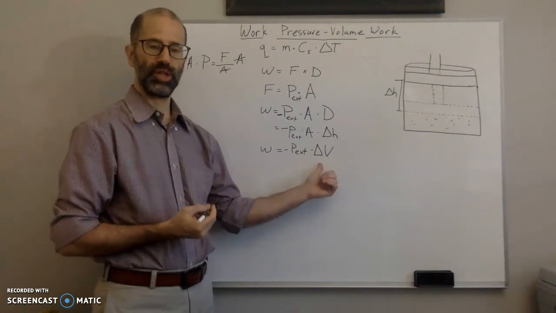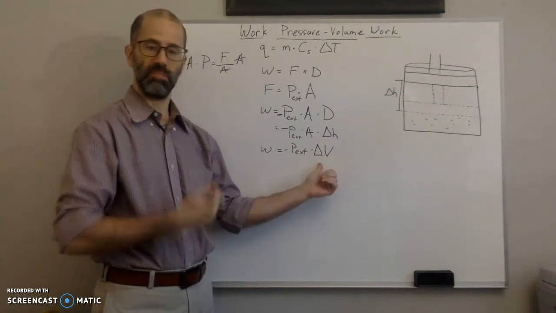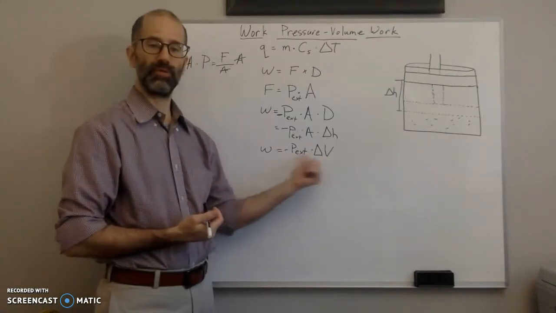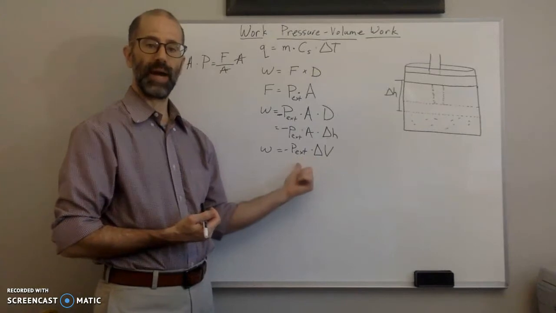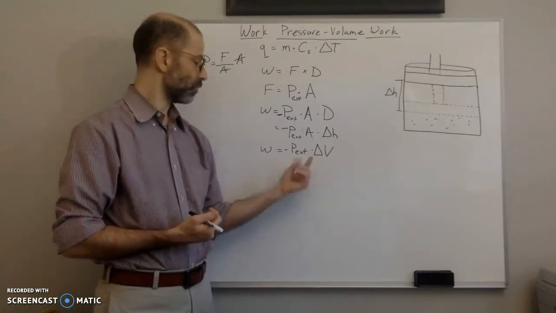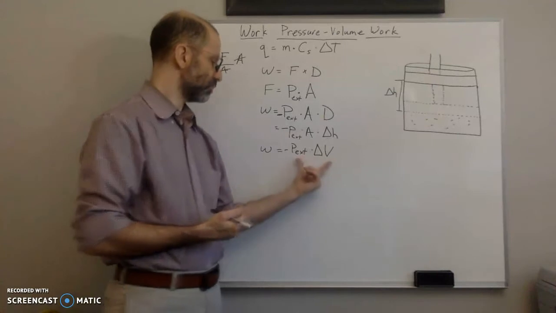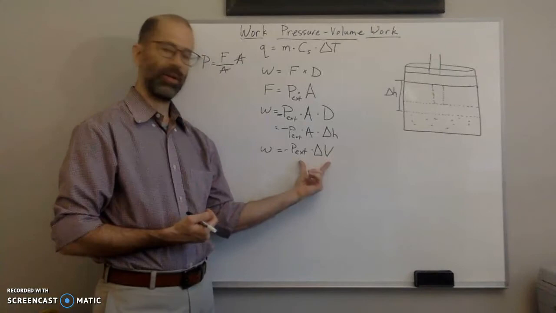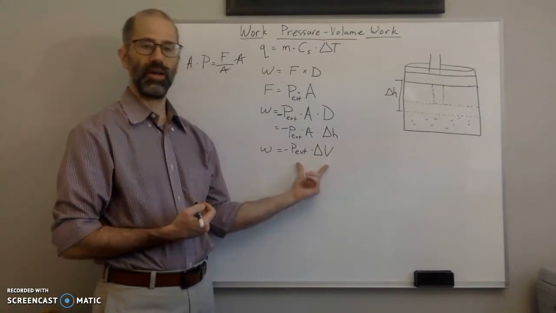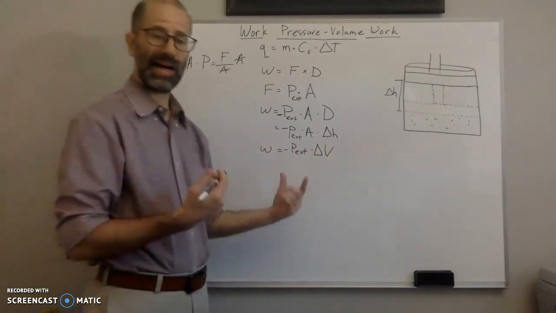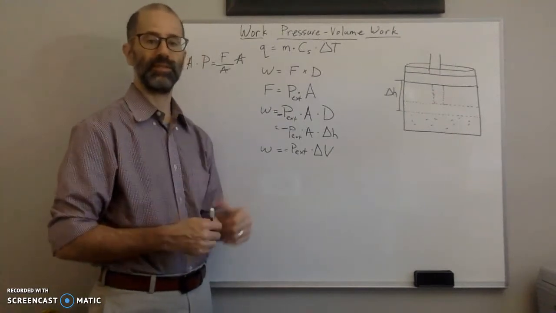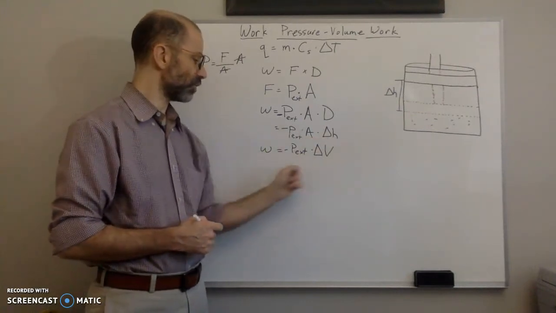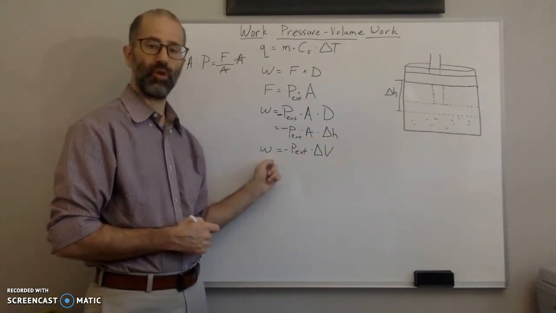So as long as we know the change in volume of the container and we know what the external pressure is, then we can figure out what the work is done by the system, right? So if work is done by the system, that's going to lose energy. If it's done by the surroundings onto the system, then that's going to be positive energy. Okay, so this is the equation for pressure volume work.